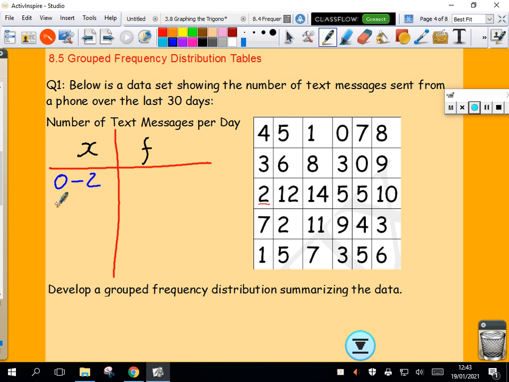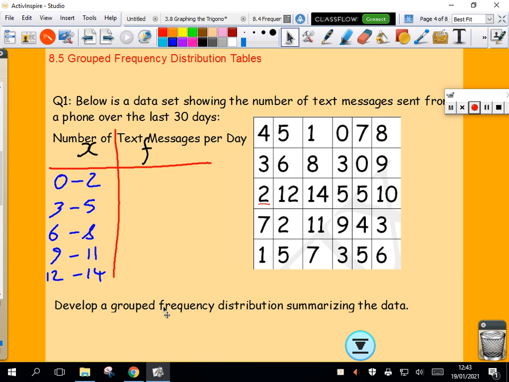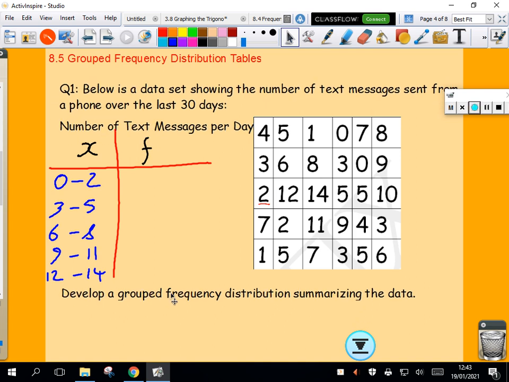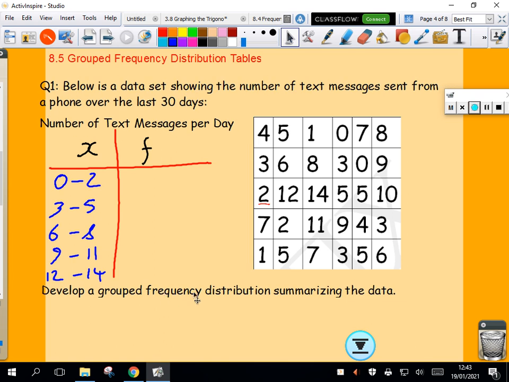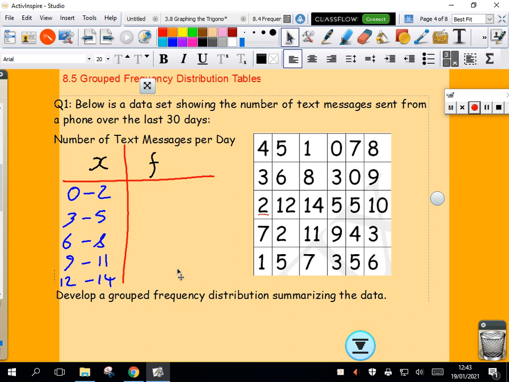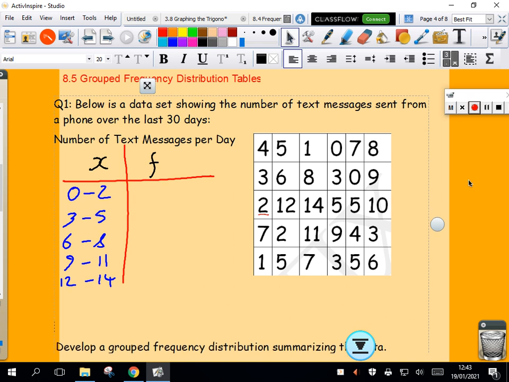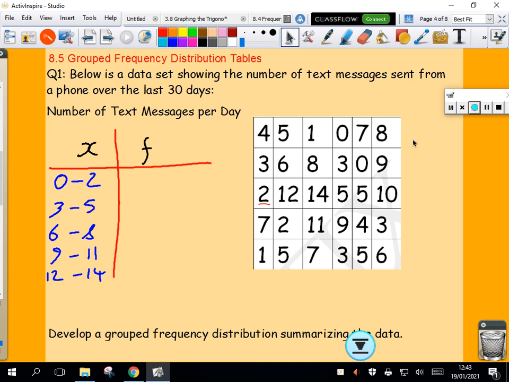And then my next group would be, say, 3 to 5, and then my next group would be 6 to 8, and then my next group would be 9 to 11, and then my final group would be 12 to 14, something like that. And this is called a grouped frequency distribution. Okay. So there's my groups. 0 to 2, 3 to 5, 6 to 8, 9 to 11. That's how those groups are looking.